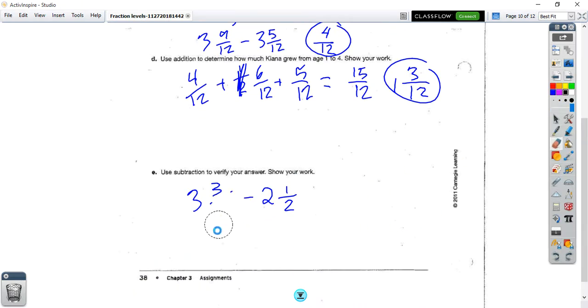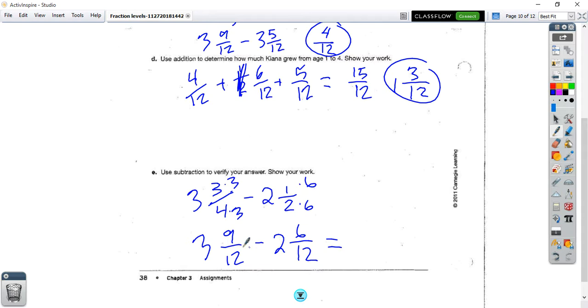So let's erase this. All right. So this is times 3. We already knew that because of the previous problems. Times 3. This is times 6, times 6. So this is 3, and 3 times 3 is 9, 4 times 3 is 12, minus 2, and 1 times 6 is 6, 2 times 6 is 12. 9 minus 6 gives me 3/12, 3 minus 2 gives me 1. So my answer is 1 and 3/12. It's the same, so we know we got it.